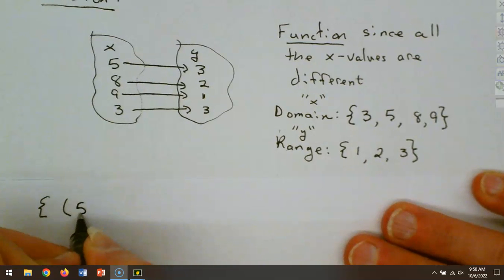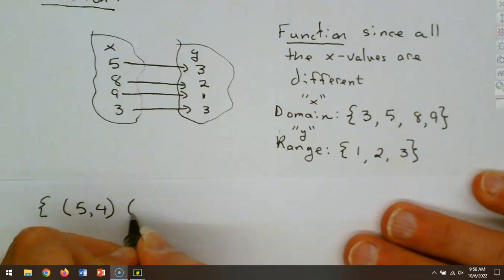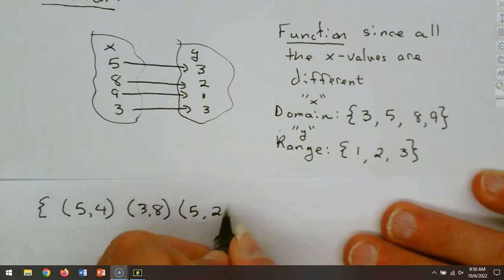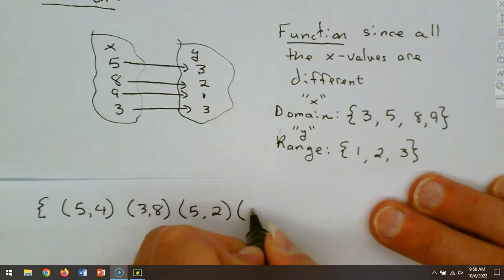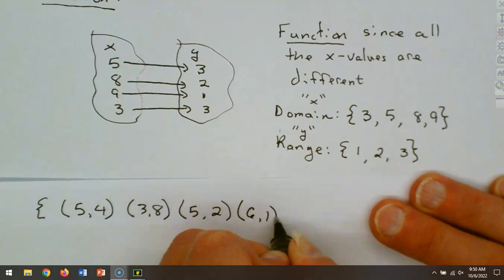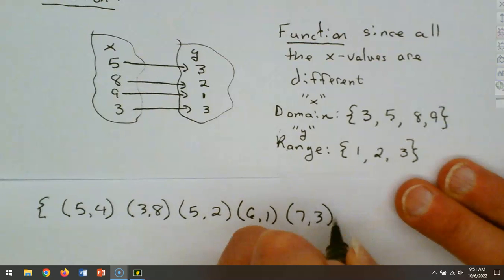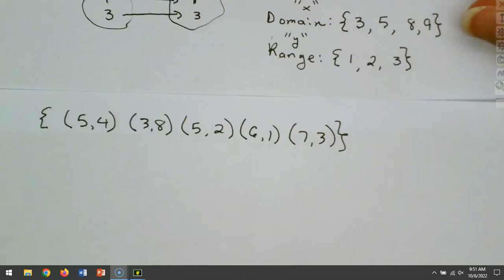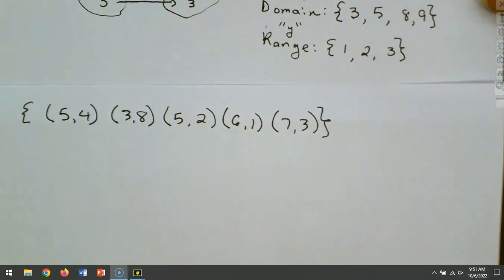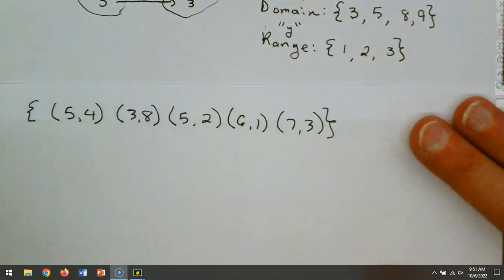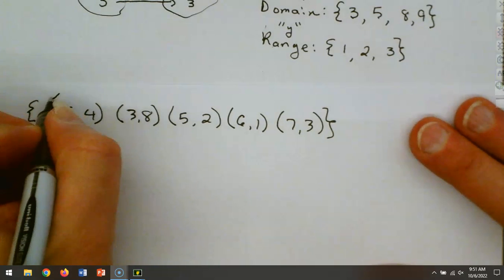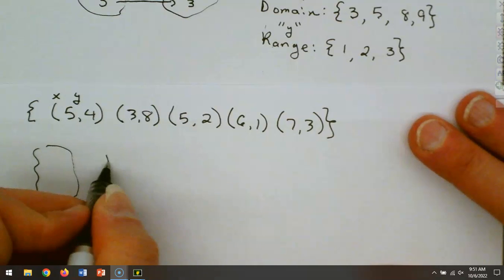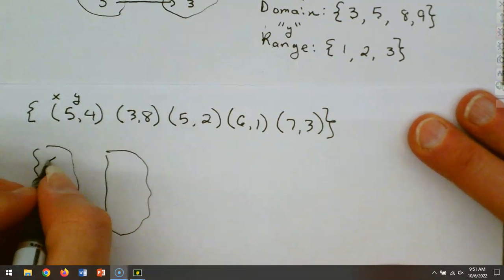How about (5, 4), (3, 8), (5, 2), (6, 1), and (7, 3). Same question. Function or not a function? Now, I think the easiest way to see this is visually draw them out. So use a mapping and see how they map together.